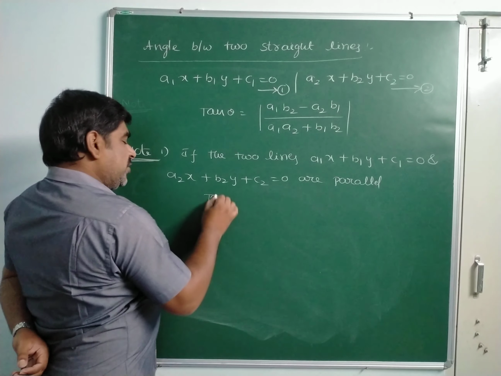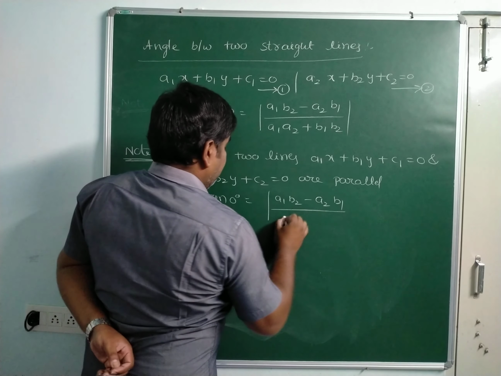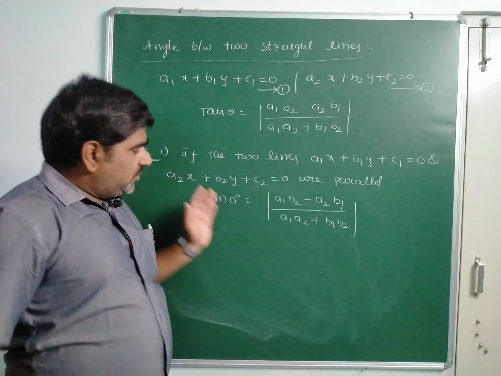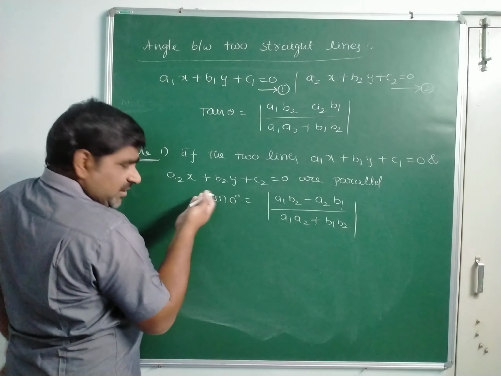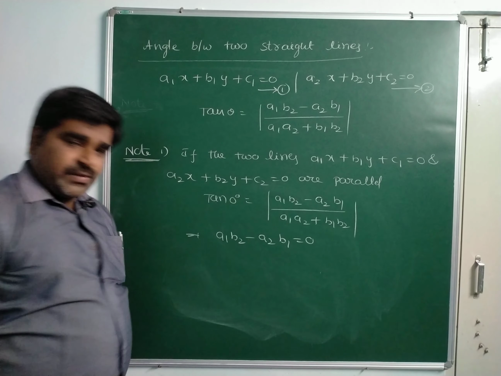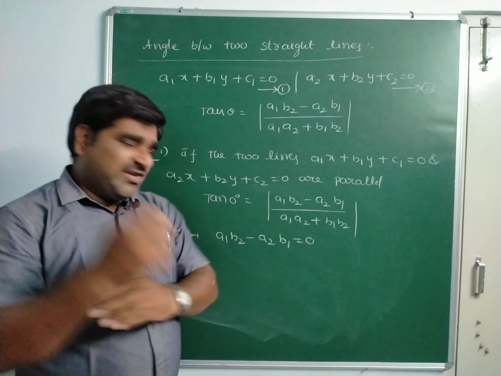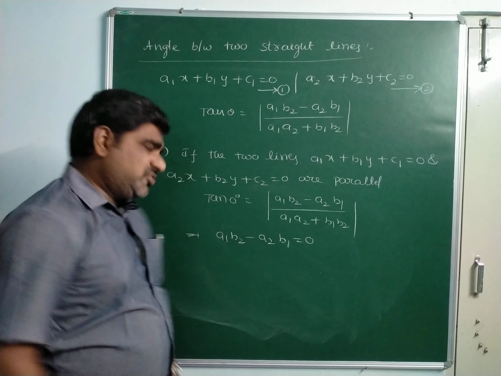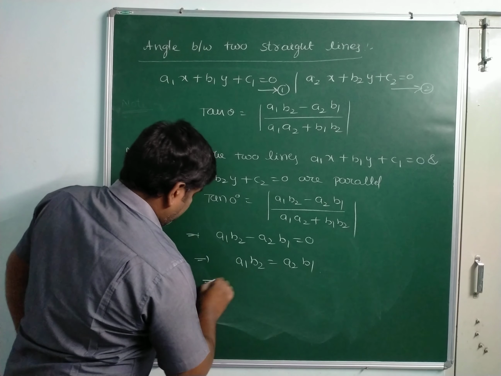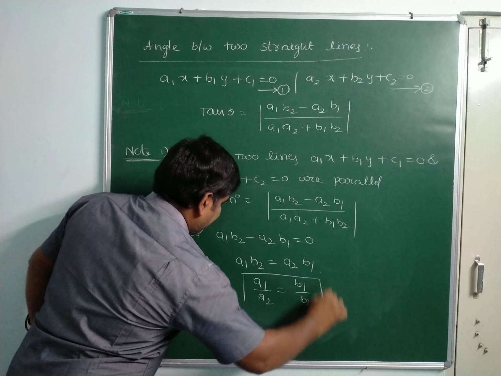Tan 0 is equal to modulus of (a1 b2 minus a2 b1) by (a1 a2 plus b1 b2). What is the value of tan 0? 0. So if you apply cross multiplication, a1 b2 minus a2 b1 is equal to 0. So when the two lines are parallel to each other, the condition is a1 b2 minus a2 b1 equals 0. You can write this as a1 b2 equals a2 b1, or a1 by a2 equals b1 by b2.